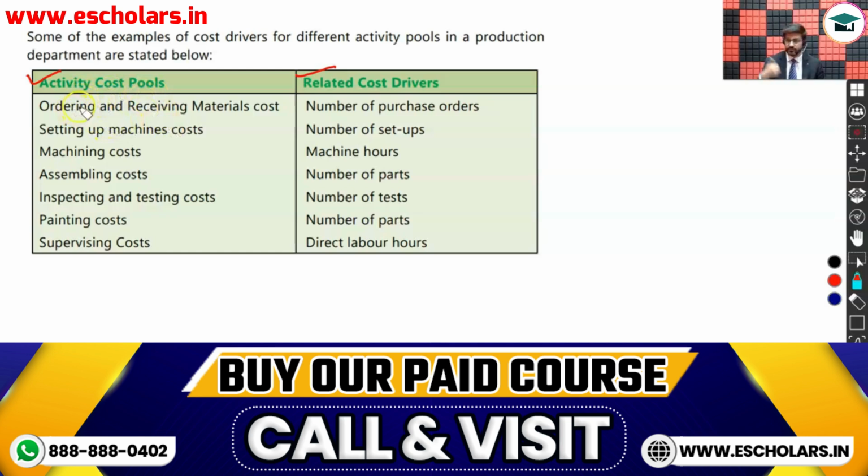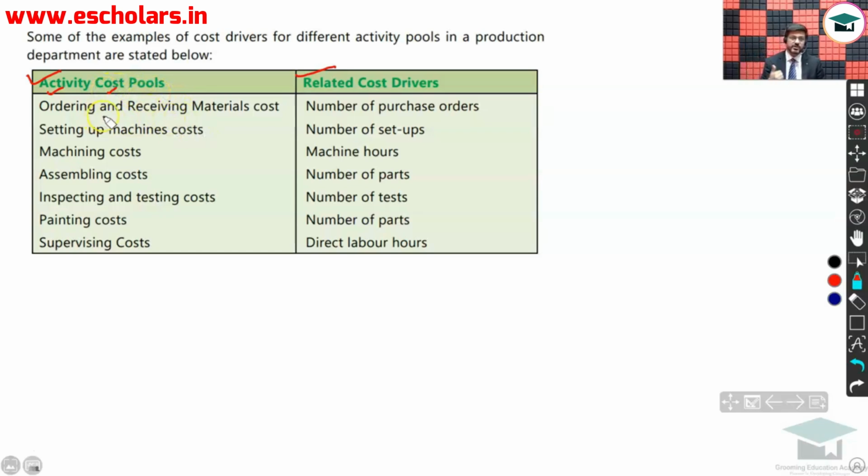So the first activity is ordering and receiving material. When you order material, you incur some cost. When you receive material, you incur some cost. So this ordering and receiving of material is your activity, and it has different cost items associated with it. That is known as the activity cost pool. Now the cost of ordering and receiving material depends on what? What is the factor that causes change in the cost of this activity? That is your cost driver, and that is the number of purchase orders. The more purchase orders there are, the more the ordering and receiving cost will be.